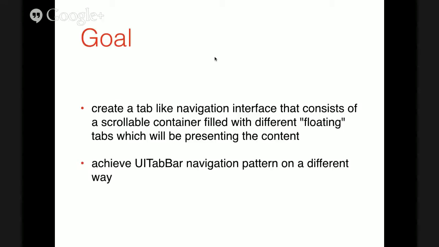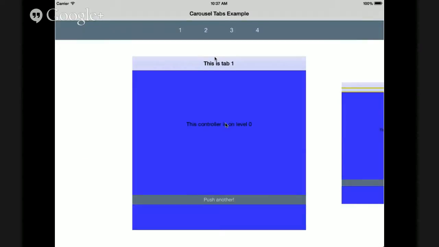It should consist of a scrollable container. Then we're going to fill that container with different floating tabs, and those tabs will be used to present content to the user. What we are really trying to achieve here is a UITabBar navigation pattern, but in a different way, maybe more interactive, maybe more interesting. We'll see. Now I'm going to jump a few steps ahead and show you the end product. What we built here looks kind of like this.